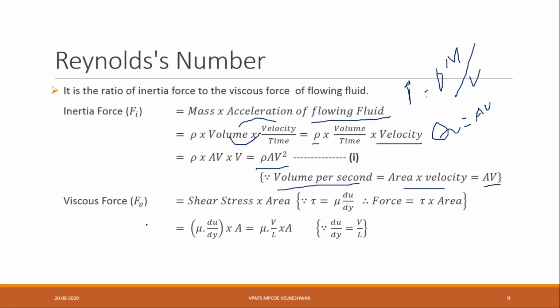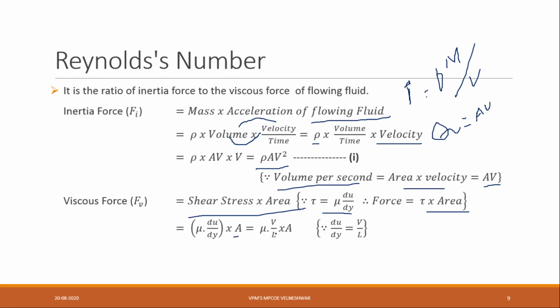Now viscous force Fv is equal to shear stress into area. What is the formula for shear stress? We have seen one viscosity law, that is tau is equal to mu into du by dy, and force is equal to tau into area. Generally, what is the formula for stress? Force upon area. Then what will be the force? Stress into area. Now see here, the shear stress value is mu into du by dy, into area.